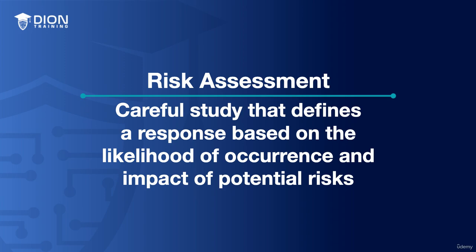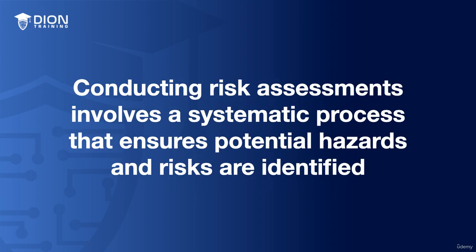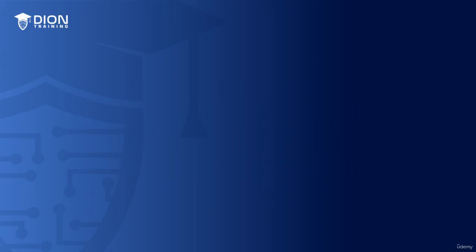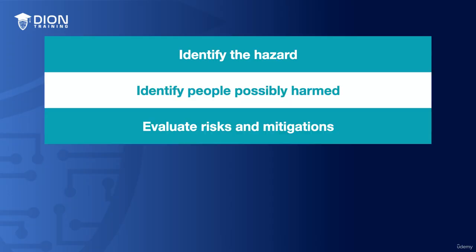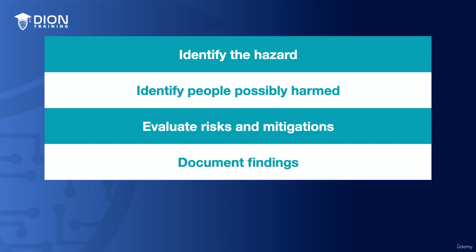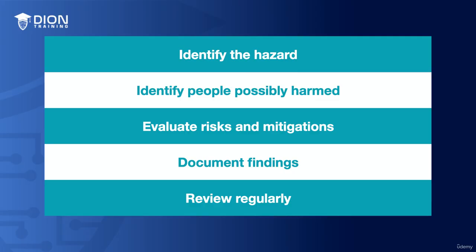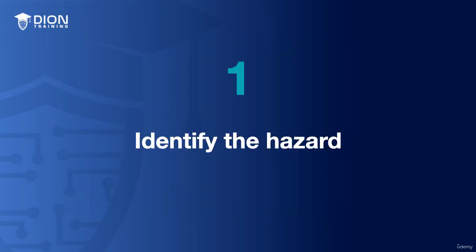Risk assessments are essential to identifying potential hazards and implementing measures to mitigate them. Conducting risk assessments involves a systematic approach that ensures potential hazards and risks are identified, and measures are put in place to manage or minimize them. The process involves 5 critical steps: identify the hazard, identify people possibly harmed, evaluate risk and mitigations, document findings, and review regularly.